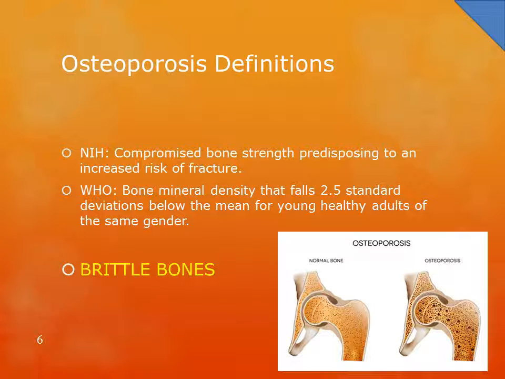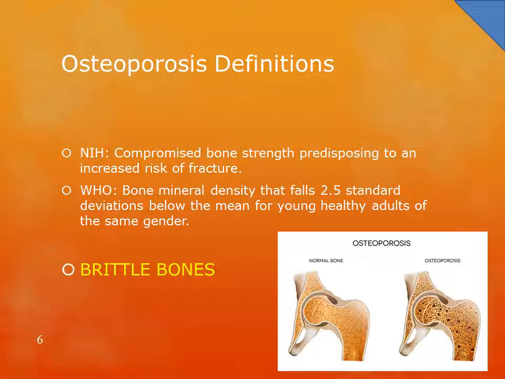So there are a few different definitions of osteoporosis. The NIH says that it's compromised bone strength that predisposes to an increased risk of fracture. And I kind of prefer that definition because it's the functional definition. I'm not so interested in just the state of your bones. What I really care about is a clinical outcome.